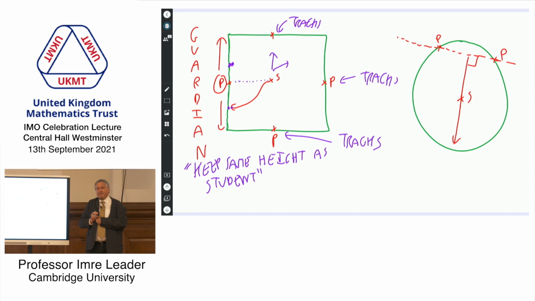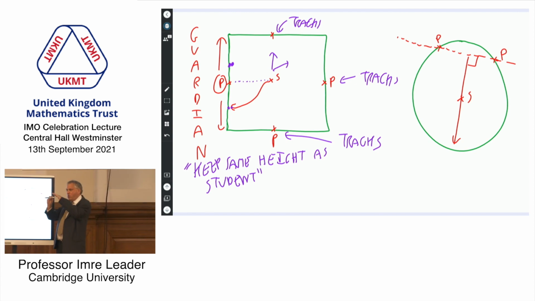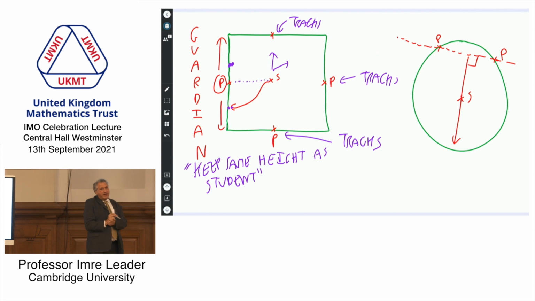So 2 isn't enough. So how many do you need? Is it 3, because this is like a square but bent round a bit? Is it 4, because you're like a square? Is it 5?